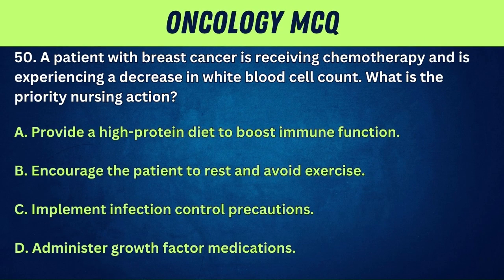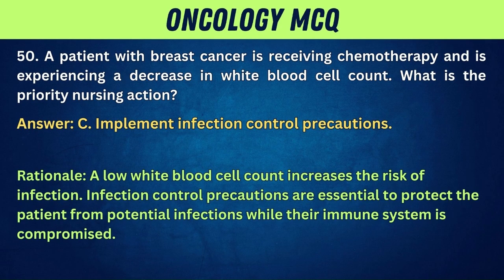50. A patient with breast cancer is receiving chemotherapy and is experiencing a decrease in white blood cell count. What is the priority nursing action? A. Provide a high-protein diet to boost immune function. B. Encourage the patient to rest and avoid exercise. C. Implement infection control precautions. D. Administer growth factor medications. Answer: C. Implement infection control precautions. Rationale: a low white blood cell count increases the risk of infection. Infection control precautions are essential to protect the patient from potential infections while their immune system is compromised.